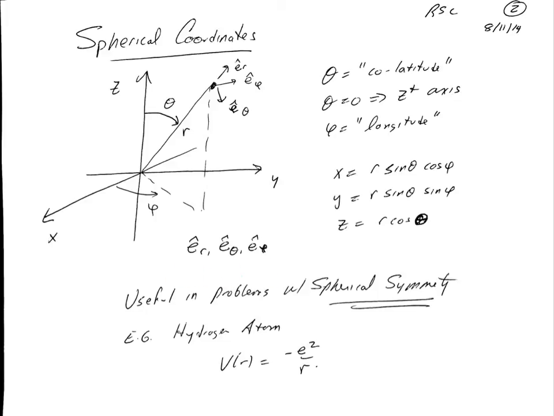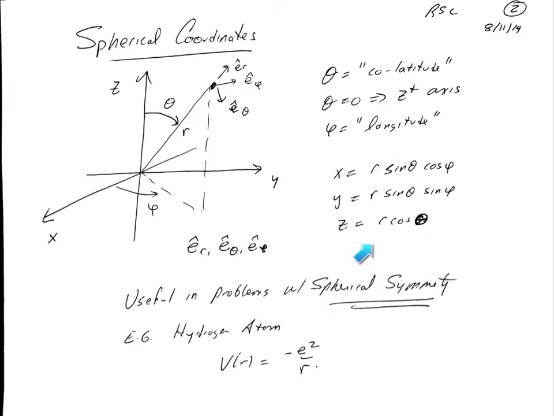Corresponding to these radial and angular directions, there are unit vectors. Er hat, again, is defined as the unit vector in the direction of increasing r, and similarly, e theta hat and e phi hat are the unit vectors in the direction of increasing theta and increasing phi. And you can compute what er hat, e theta hat, and e phi hat, and we will, are in terms of i hat, j hat, and k hat.